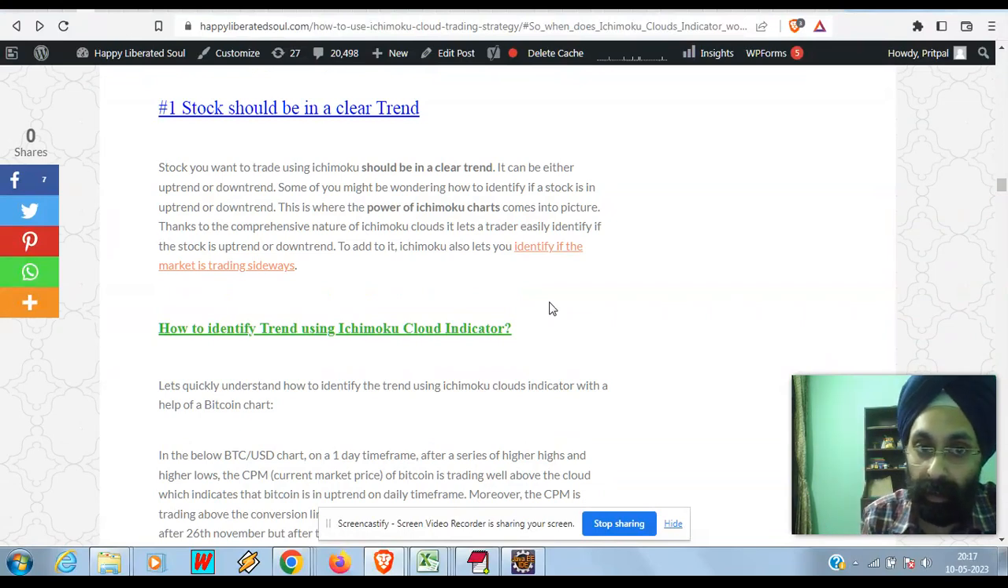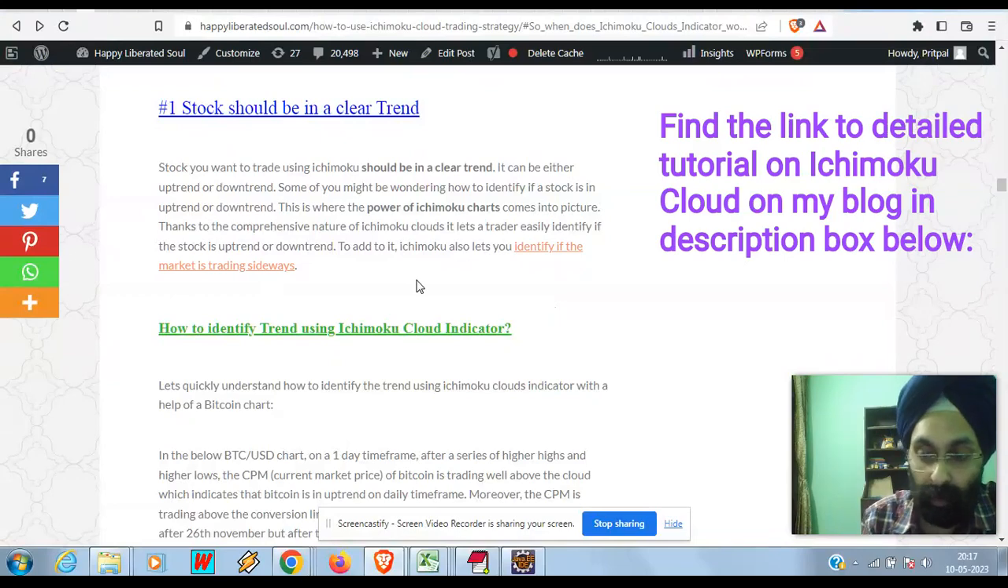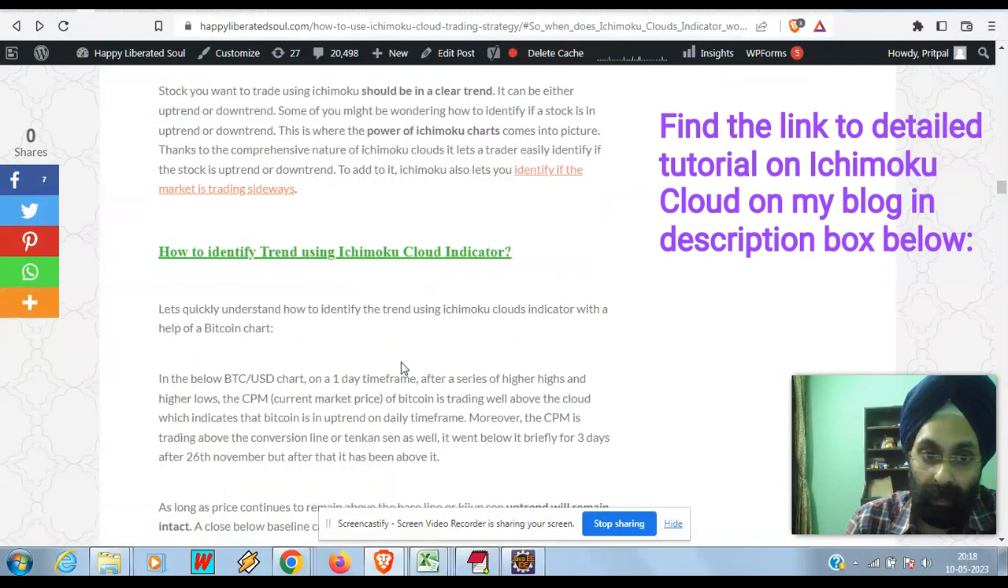As mentioned in my blog post, the stock should be in a clear uptrend or clear downtrend. Some of you must be wondering how we can find out that a stock is in an uptrend or downtrend. You can identify this through the Ichimoku cloud itself.